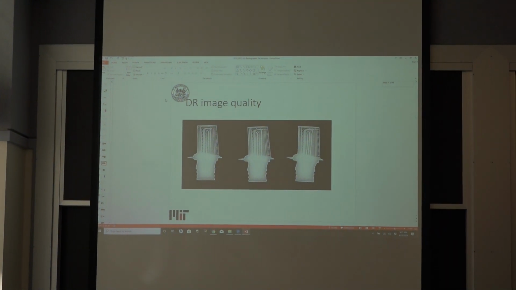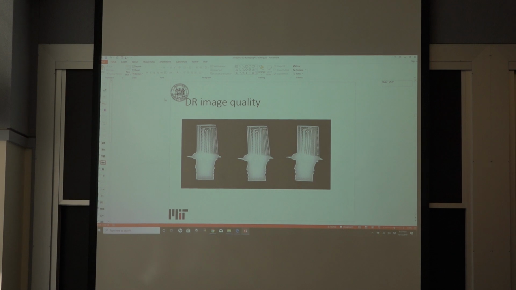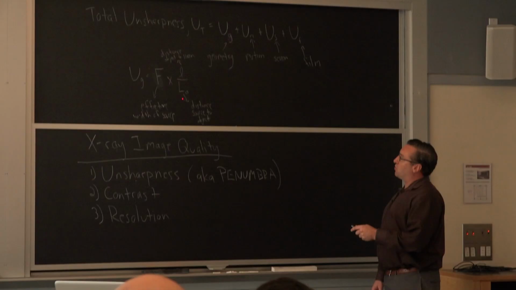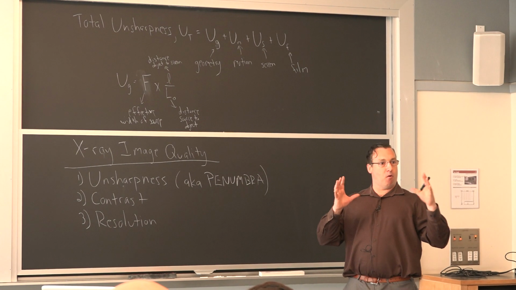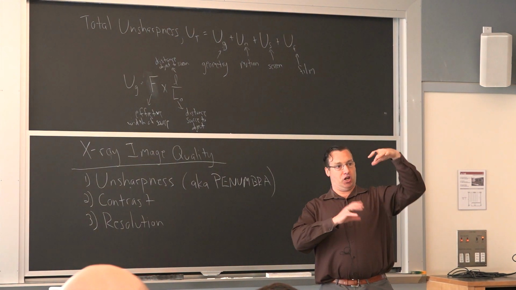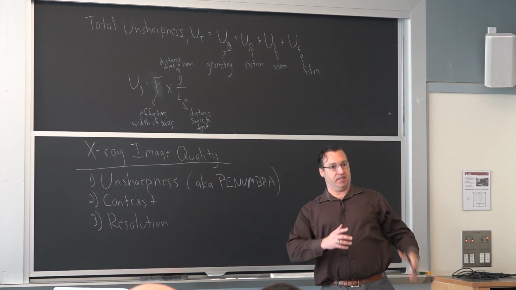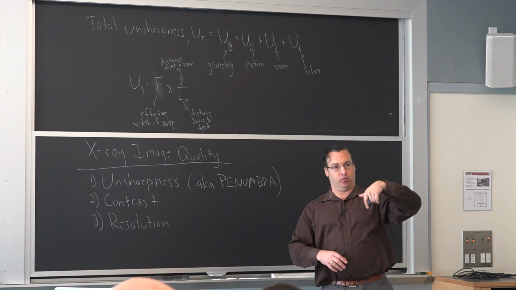So the two factors are the distance from the object to the screen and the distance from the source to the object. This is simple geometry, so it depends on the scattering based on how far the X-rays have to travel.